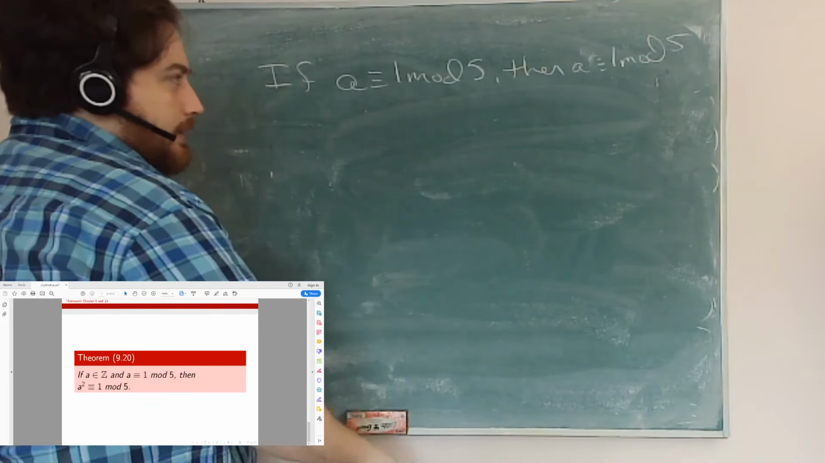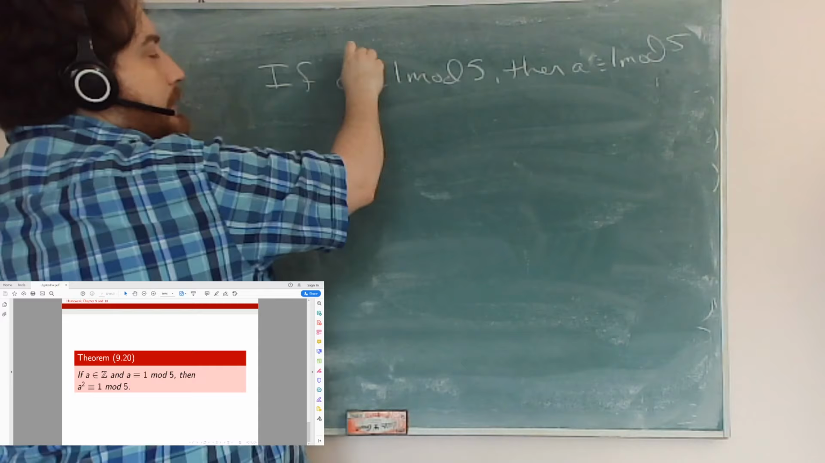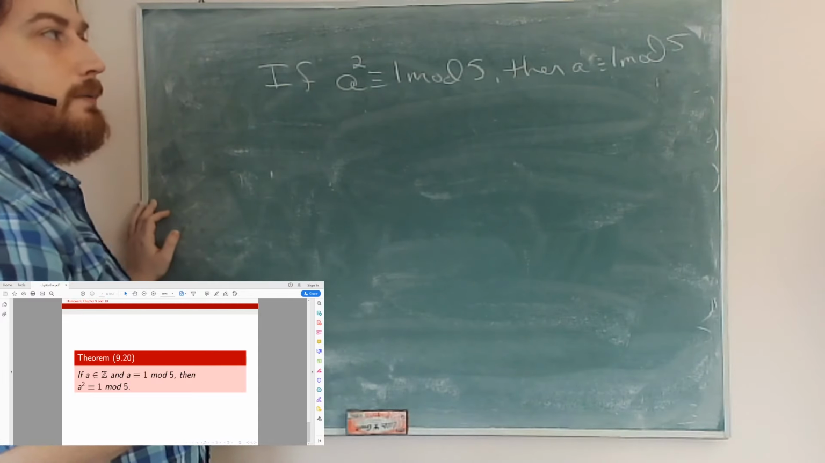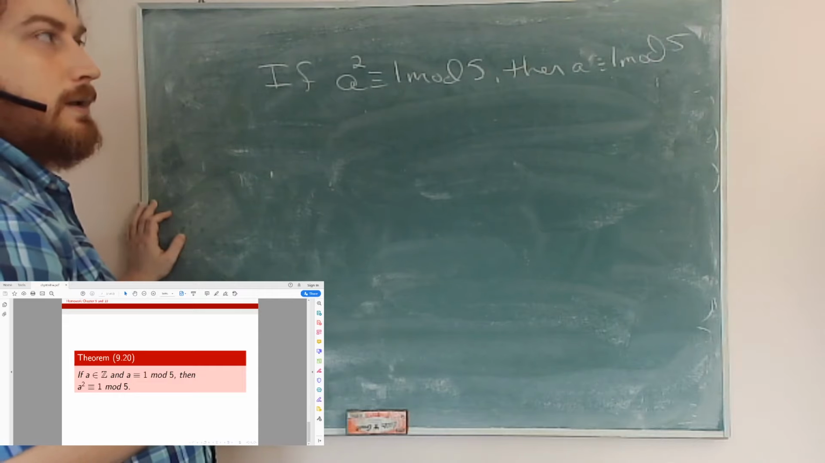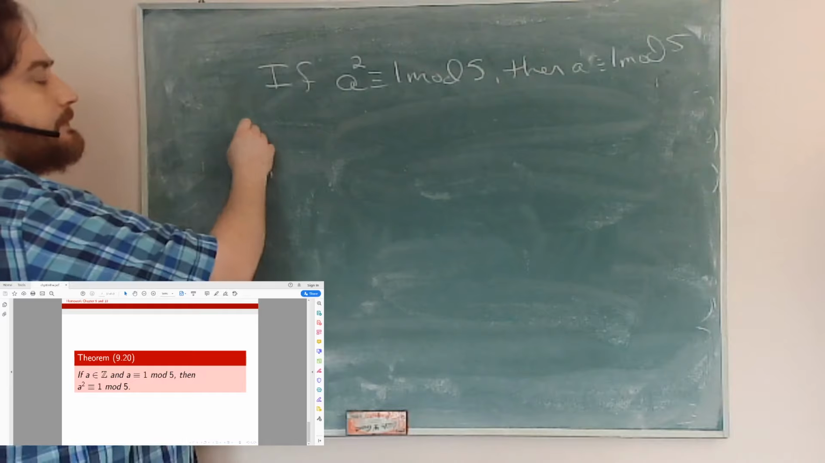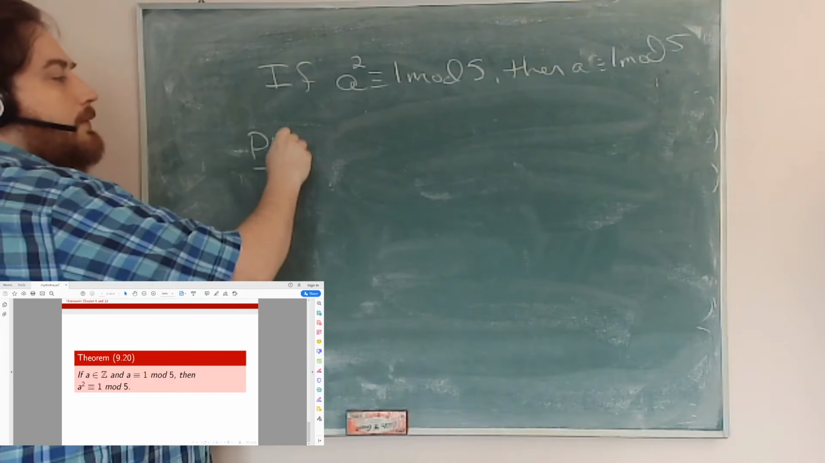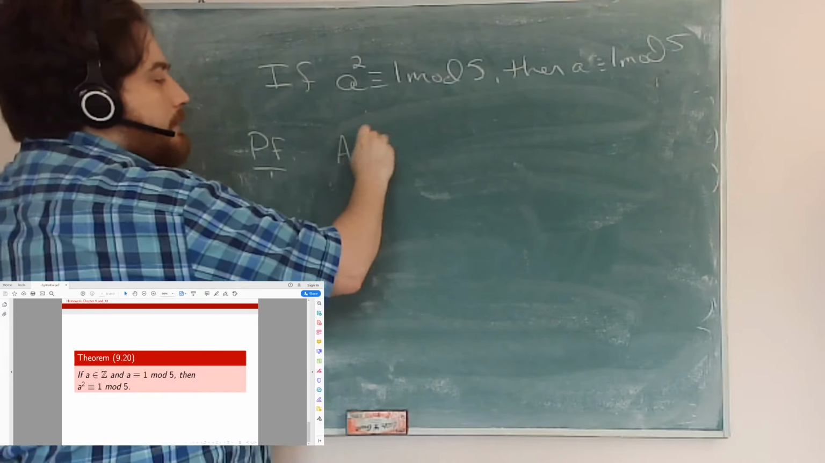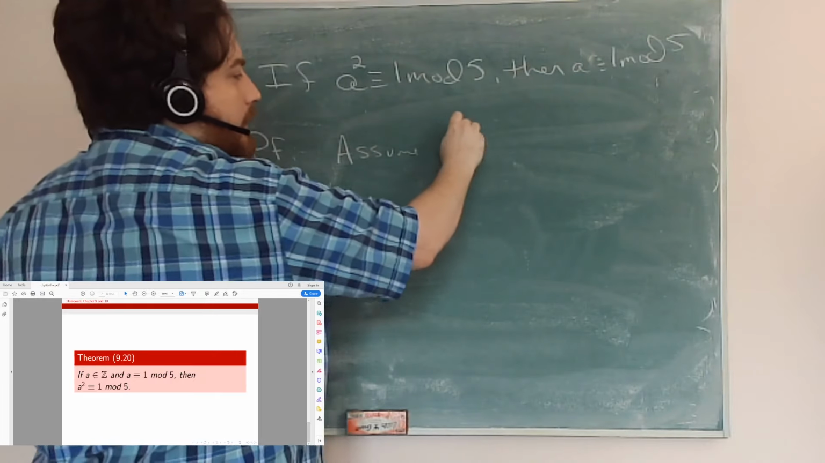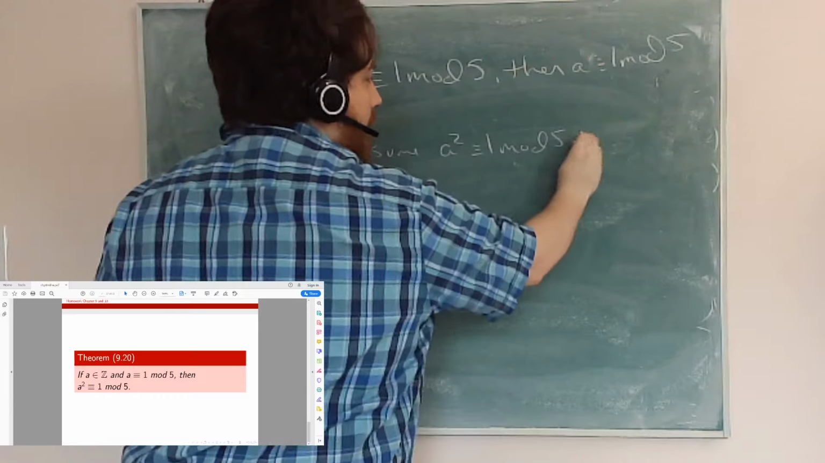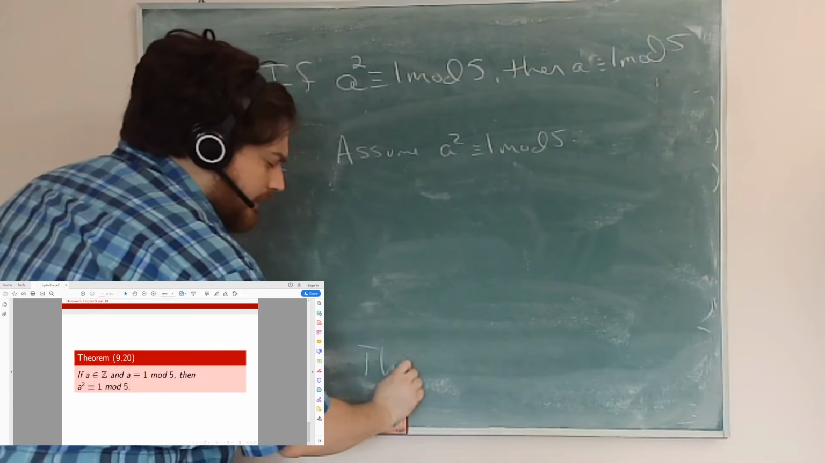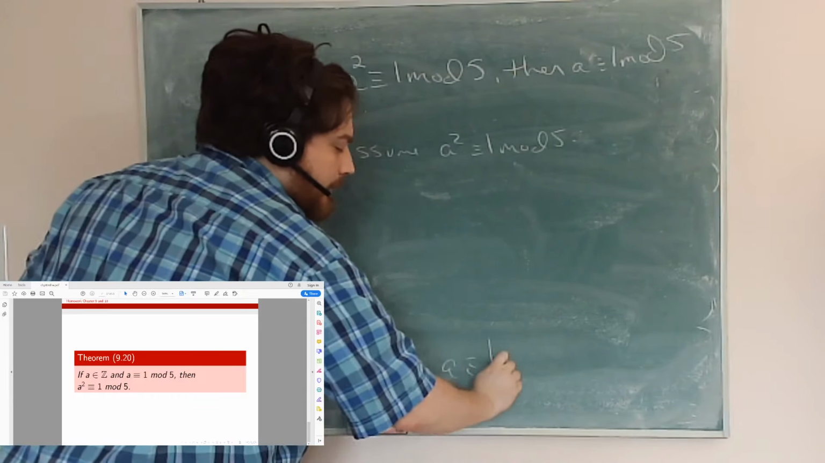Now, just because I think this is an interesting proof as well, let's suppose that A squared is congruent to 1 mod 5. Can we show that A has to be congruent to 1 mod 5? So our proof, I'm going to do this directly. Assume that A squared is congruent to 1 mod 5. And I have to show then A is congruent to 1 mod 5.